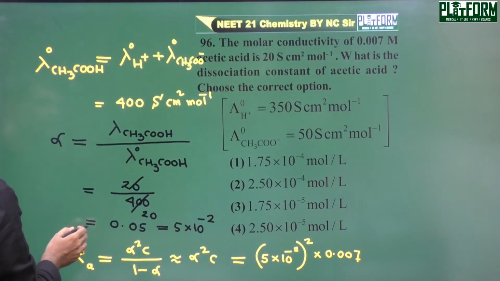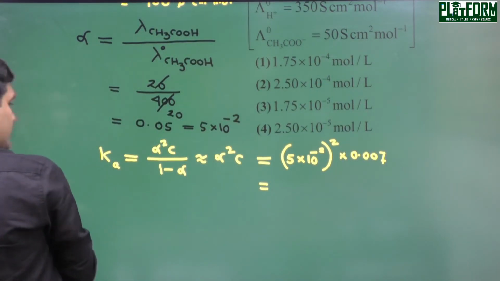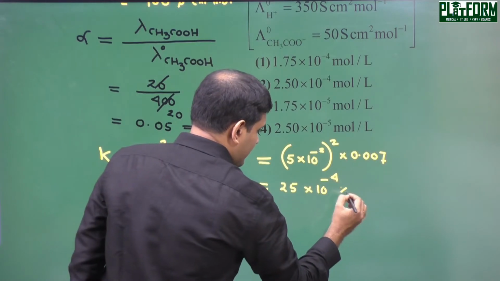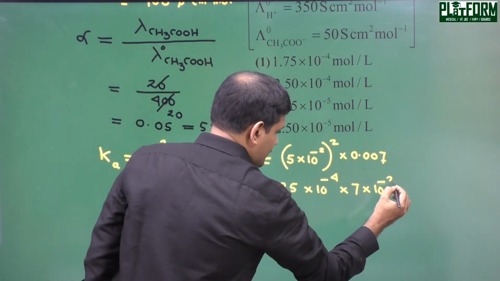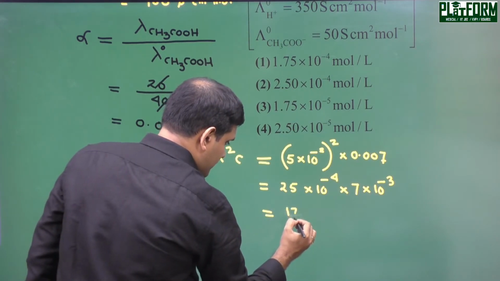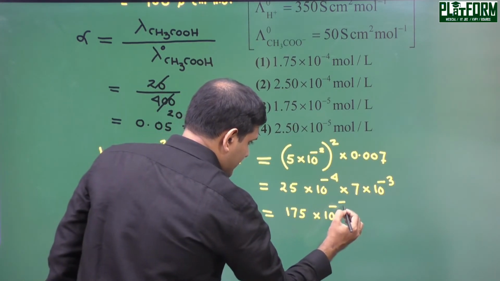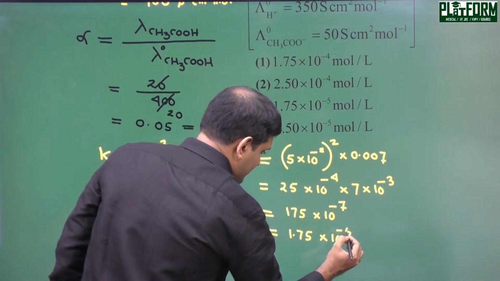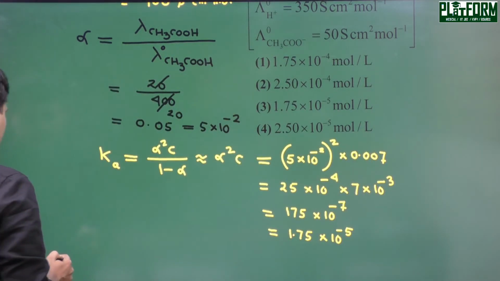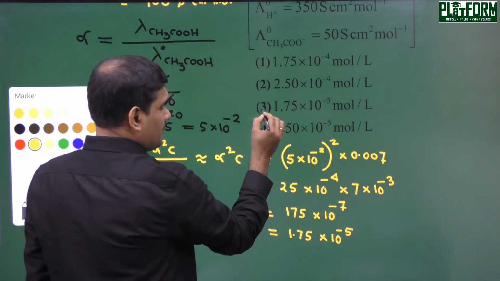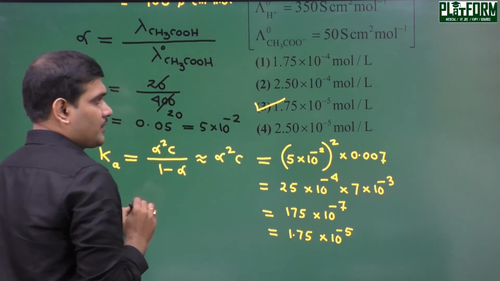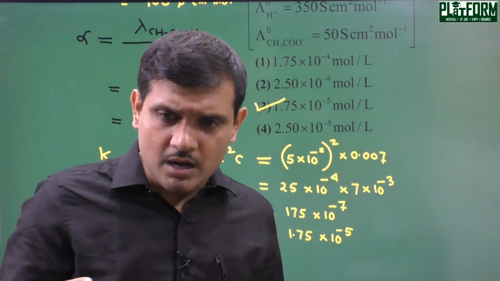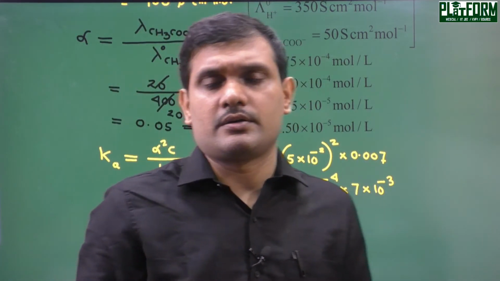So no doubt I can find out this result. The result will be 25 into 10 raised to minus 4, and we can write 7 into 10 raised to minus 3. So it is 175 into 10 raised to minus 7, or we may write it is 1.75 into 10 raised to minus 5. So the dissociation constant of acetic acid, no doubt this value will be 1.75 into 10 to the power minus 5. This should be the correct option. It is a good question. It is a combination of ionic equilibrium and conductance.